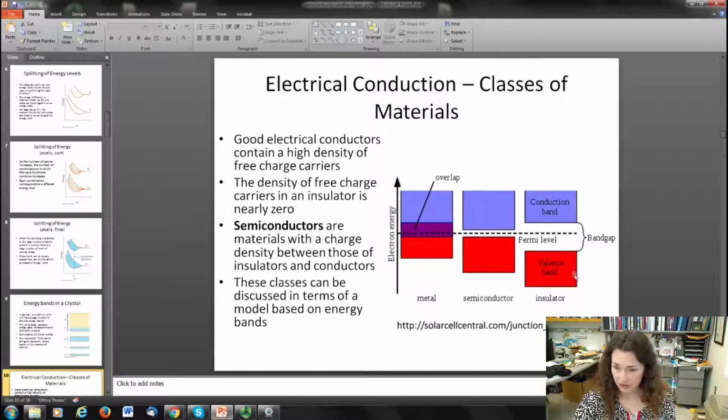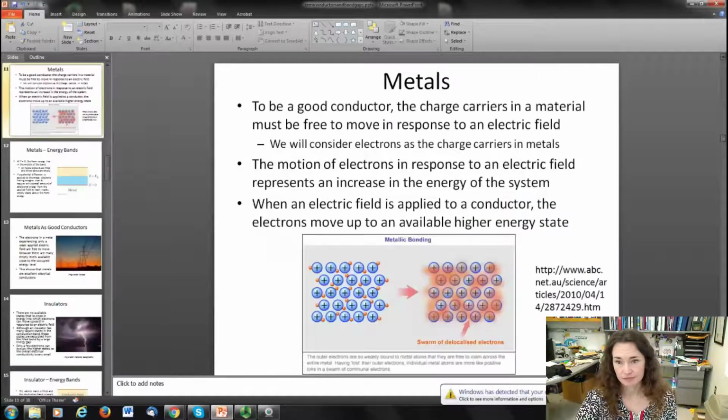However, in an insulator, your valence band and your conduction band are separated by a pretty large band gap, say maybe 10 electron volts or so, and it takes a substantial amount of energy to excite that electron from the occupied valence band into the conduction band where it's free to move around. So that's the idea about the differences between conductors, insulators, and semiconductors.